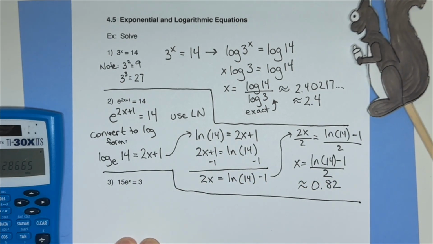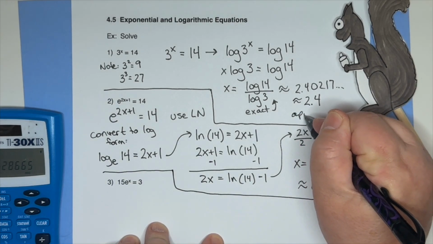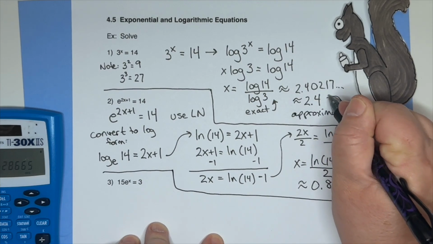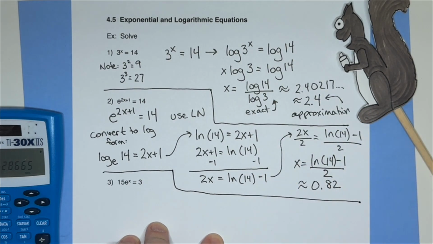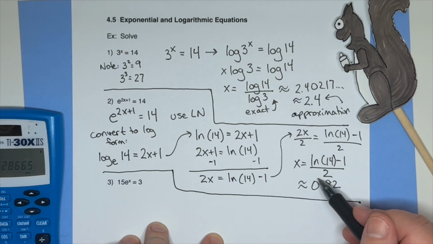And again, I feel like I should be pointing out that this is the approximation right here, but the exact value is what we're actually looking for usually. So here's the exact value. And then here's the approximation.